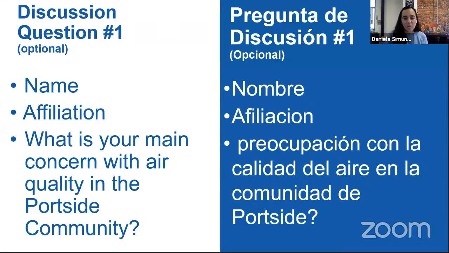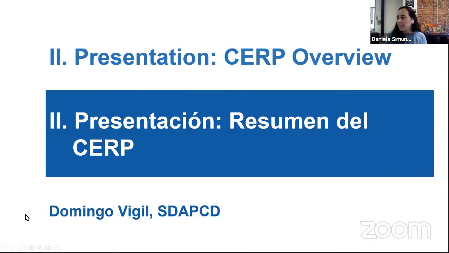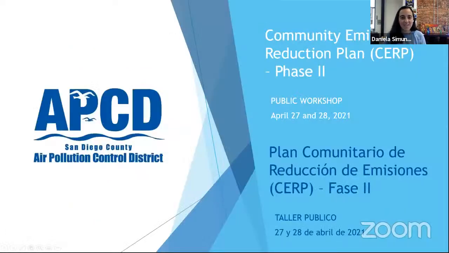Great. So with that, we're going to transition now to Domingo Vigil, the Deputy Director for Environmental Justice at the San Diego Air Pollution Control District, who is the lead staff person working to help complete the CERP and manage the AB617 process. So if we go to the next slide, Chewy, and we want to spotlight Domingo, we can go ahead and hand it over to Domingo.